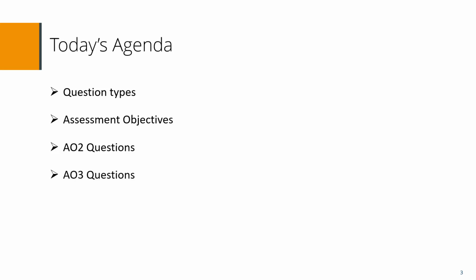So today's agenda will be, first of all, looking at the question types on the International A-Level Chemistry papers. And then, as I said, looking at the assessment objectives and what they're all about and the reasons why we have them and why they're so important in the production of the exam papers. And then we'll look at some of the AO2 questions. If AO2 doesn't mean anything to you at the moment, hopefully that will become clear as I progress through the presentation. And then we'll look at AO3 questions and then look at the supports available.